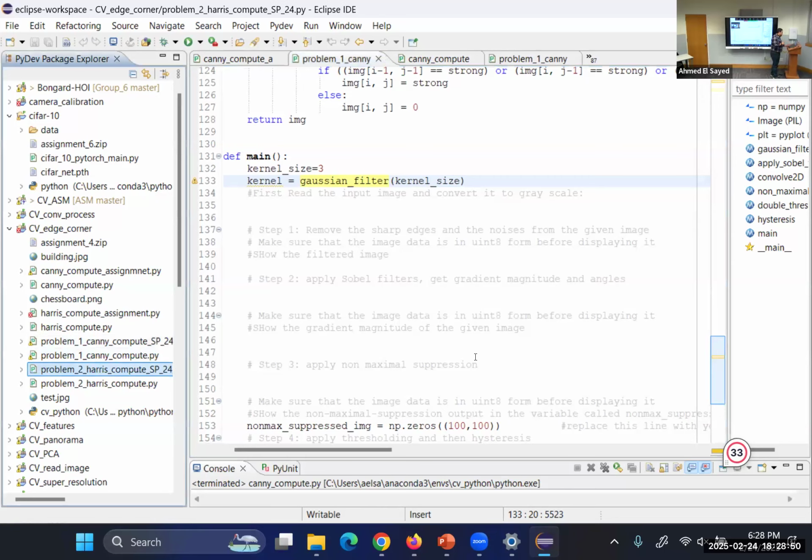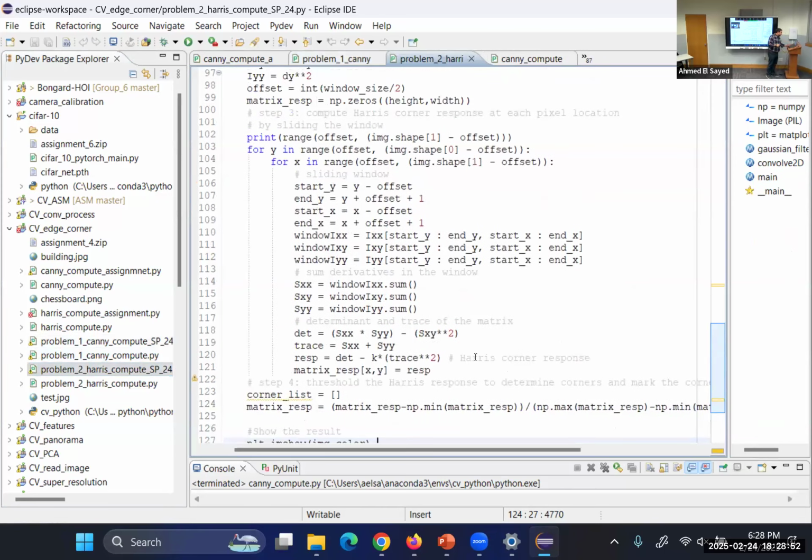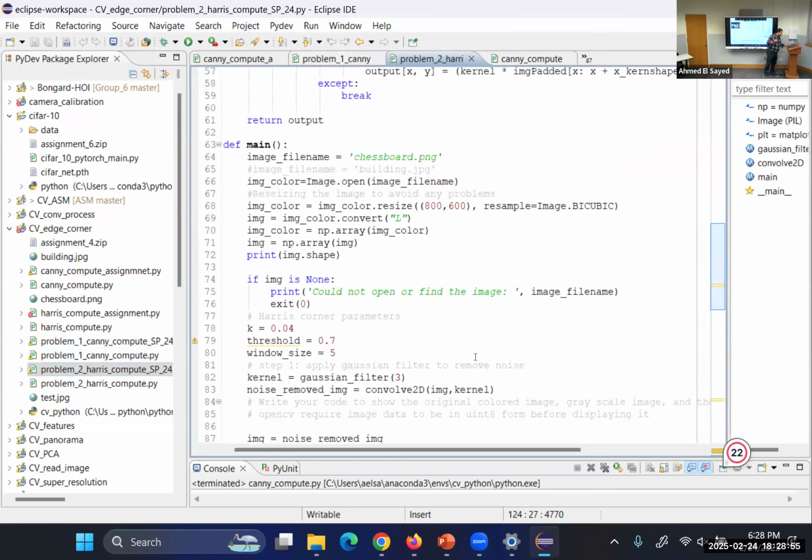Now, the same thing can be applied to the Harris corner detection. We will do the same exact steps that we described in the lectures. First step, we will read the image and make sure that the image is converted to grayscale, because again, for Canny edge detection and the Harris corner detection, we are not working with a color image. The image must be grayscale.